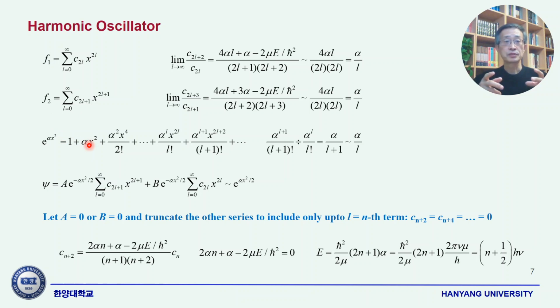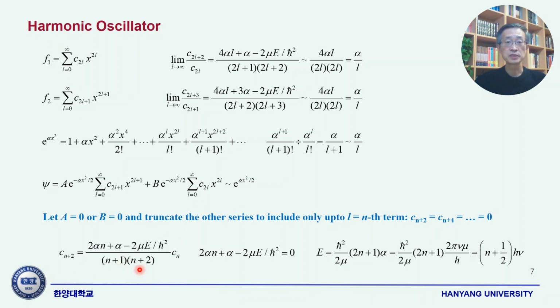Because of this divergence, even though f1 and f2 are multiplied by the exponential factor e to the minus alpha x squared over 2, it ends up with e to the positive alpha x squared over 2, not negative. This also diverges. So the whole psi diverges in this case. What we can do is, from this general solution, set either A or B equal to 0, and then truncate the other series to be finite. That's the way we do it.